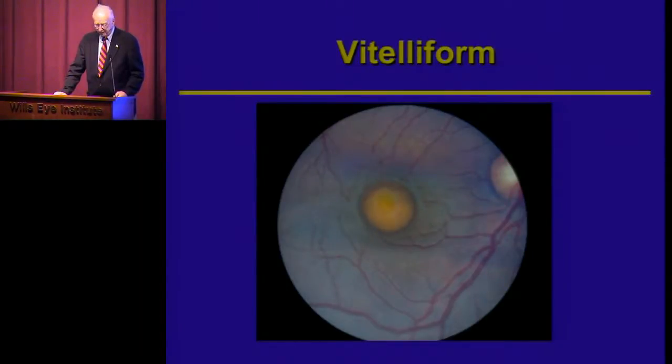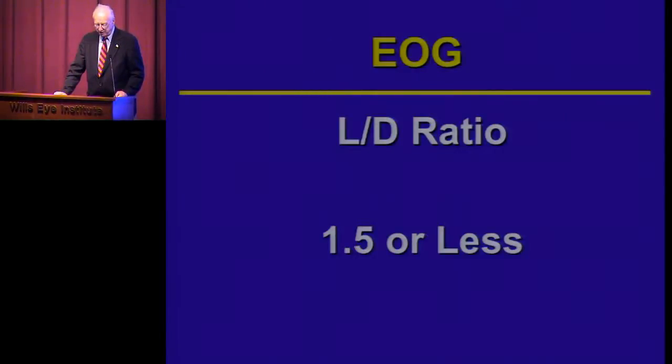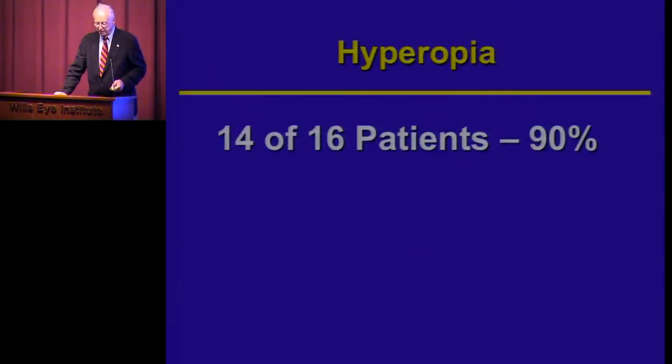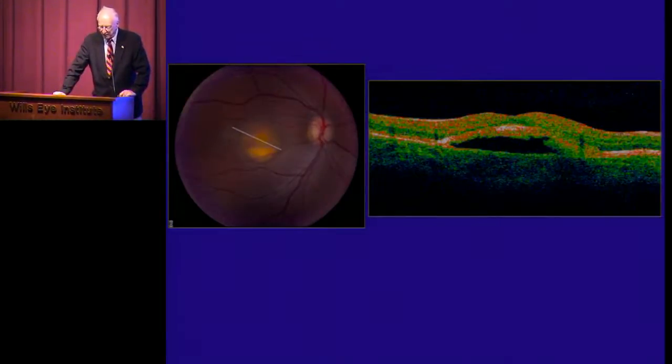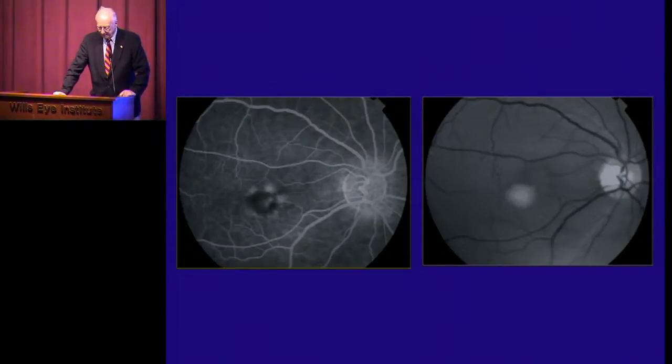Vitelliform, egg yolk appearance. The EOG is the test of choice for diagnosing it, and if the gene carrier doesn't show it in the retina, doesn't mean the EOG won't be abnormal. It still helps you tell who the carrier is. High incidence of hyperopia in these patients. And remember that a certain number of them will have multiple lesions. They won't show up with just the egg yolk in the center, maybe not even show up with that, but they'll have these other lesions which really are lipofuscin under the retina. Here you can see in this angiogram how it blocks the fluorescein, and it is responsible for the white appearance here in the fovea.